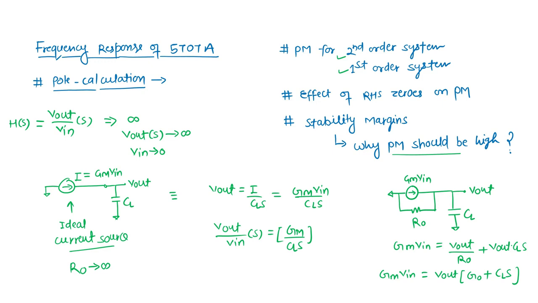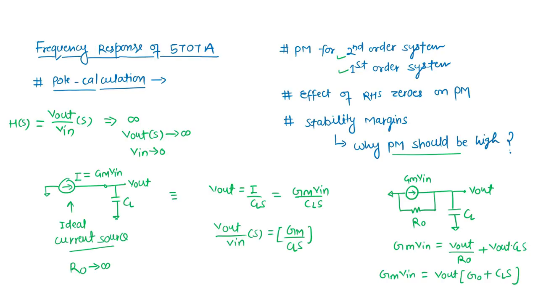So what is the transfer function? We can write the transfer function as V out by V in, what we have written. The transfer function comes as GM over G naught plus CLS. So what we can see here, if you take the G naught common, then we have, sorry, this is G naught.